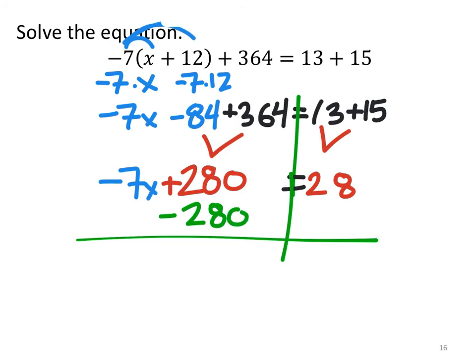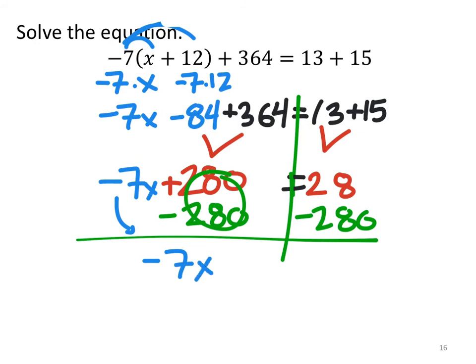280 minus 280, that's going to give us 0. And then 28 also minus 280 as well. So that zeroes out. I can drop the negative 7x right here. And I've got 28 minus 280. So that's a negative 256. At least my calculator says. So I got negative 7x equals negative 256.